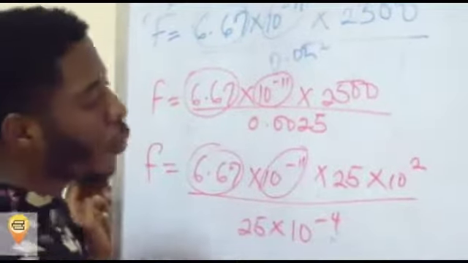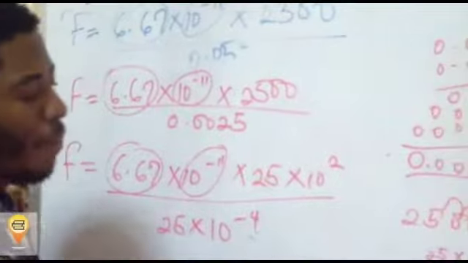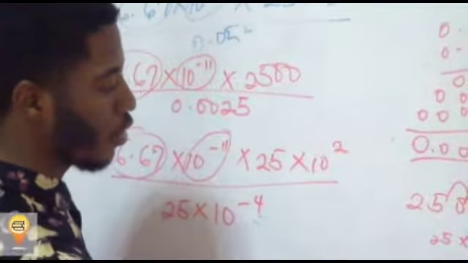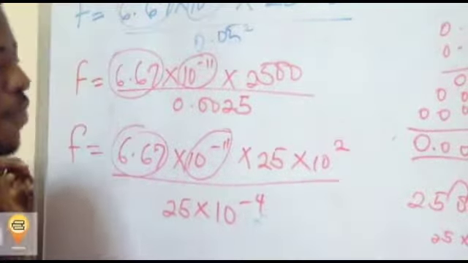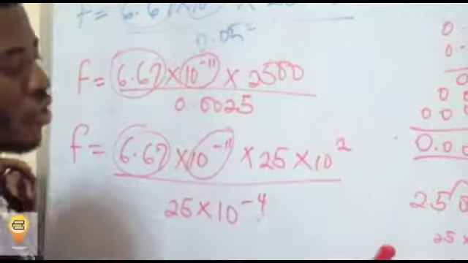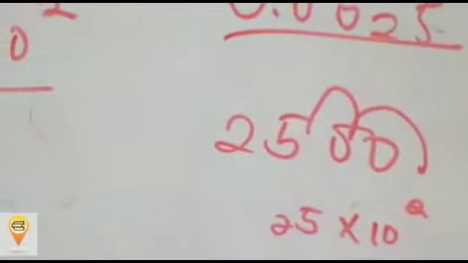Now, for 0.0025, the decimal mark is here. Taking it forward, 1, 2, 3, 4, makes it 25 times 10 raised to the power minus 4, because the decimal mark is being shifted forward. That's why we have this.